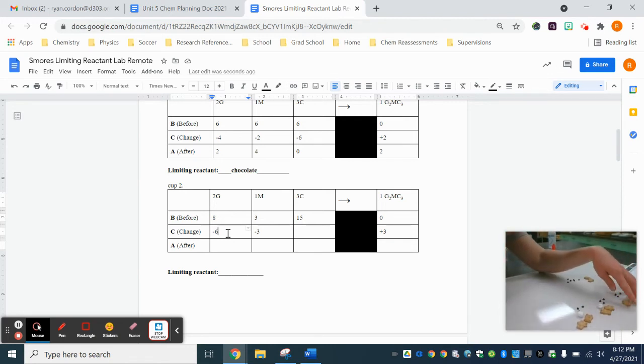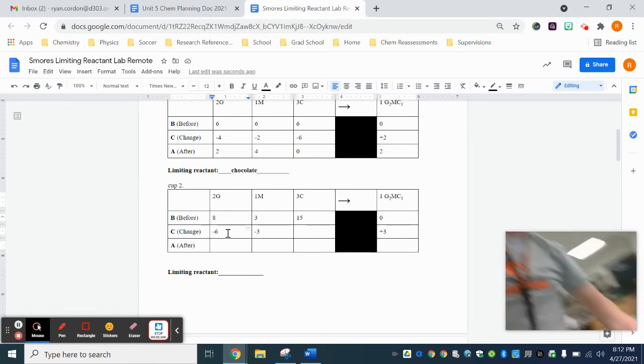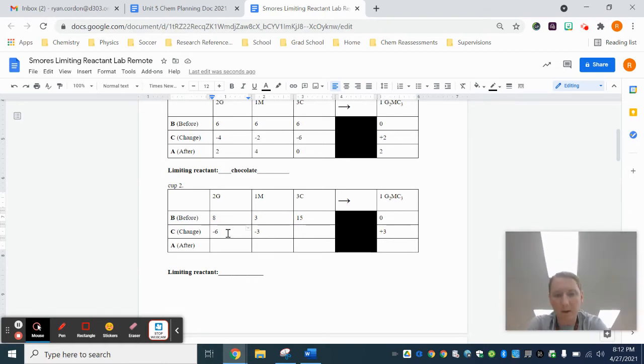We have 2 graham crackers used here, 2 here, and 2 here, for a total of 6. And then we can also predict the number of chocolate chips that we used. If we use 3 per s'more, and we make 3 s'mores, how many chocolate chips did we use? Right? Well, it's that same thing with the ratio.